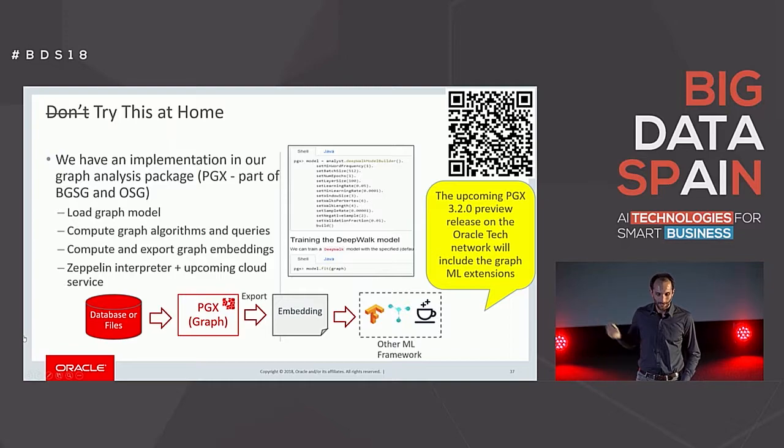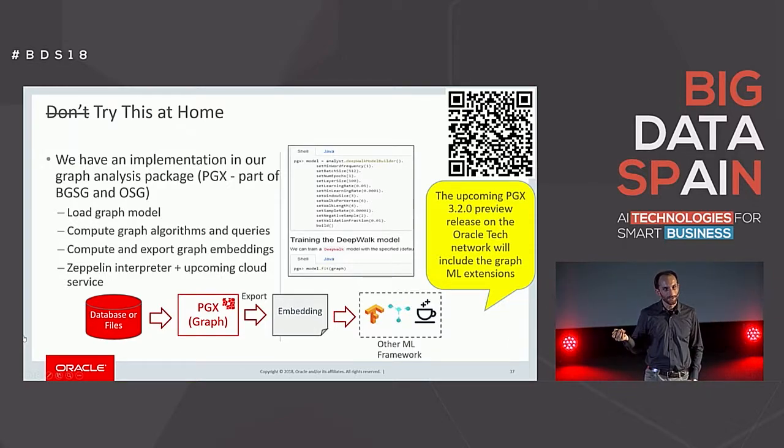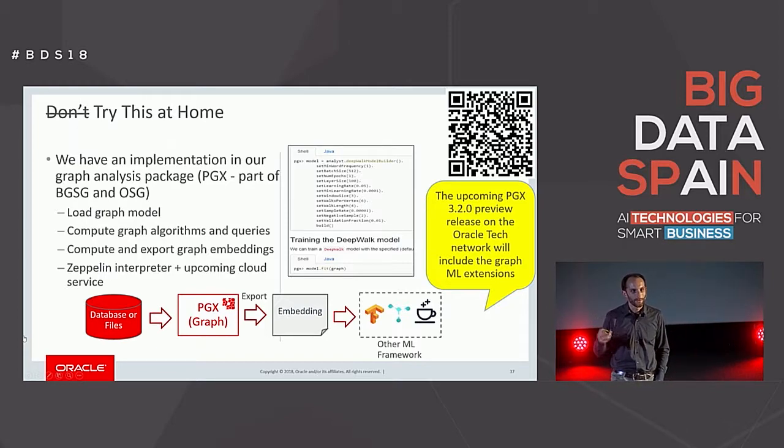This is actually implemented. We're going to have a beta version that includes these machine learning libraries for graph. It's not available yet, but we're going to publish it. And so PGX, which is the system that I've been using for the graph analysis, is part of BDSG and OSG, which are the spatial and graph options for big data for the Oracle database.